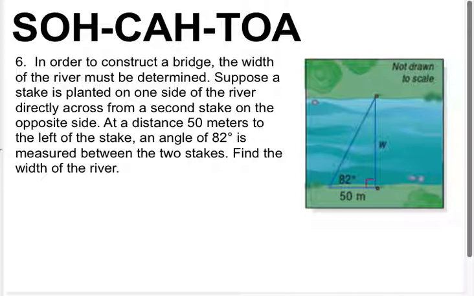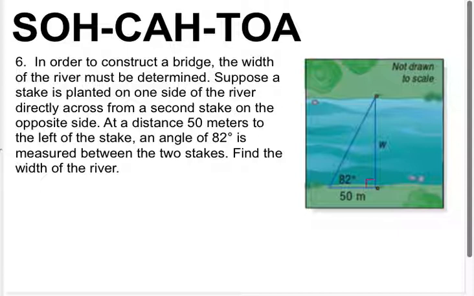Example 6, in order to construct a bridge, the width of the river must be determined. Suppose a stake is planted on one side of the river directly across from a second stake on the opposite side at a distance of 50 meters to the left of the stake. An angle of 82 is measured between the two stakes. Find the width of the river.